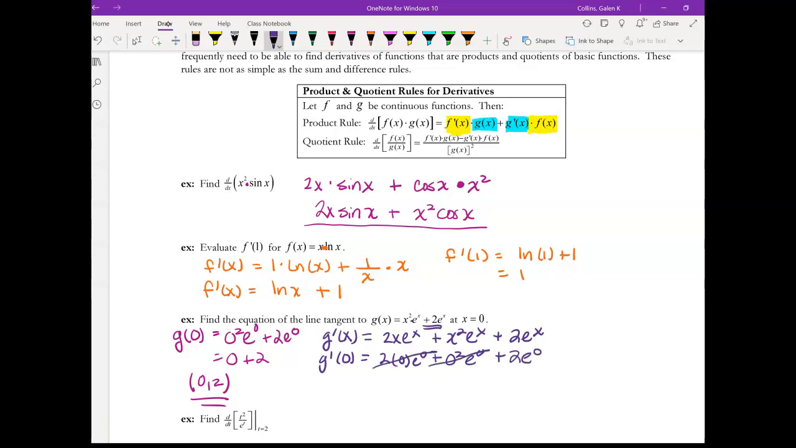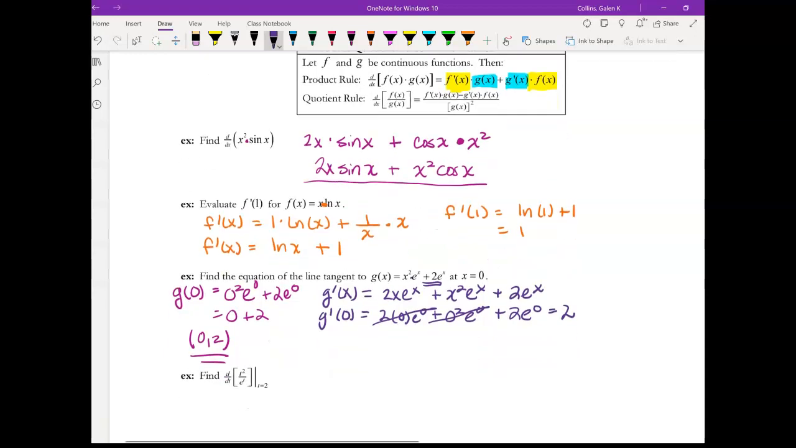Our first two terms are equal to 0, and 2e to the 0 is equal to 2. Remember, e to the 0, or any non-zero number to the power of 0, is 1. That is the slope of our tangent line. So when we go to write our equation for the tangent line in point-slope form, y minus 2 equals 2 times x minus 0.